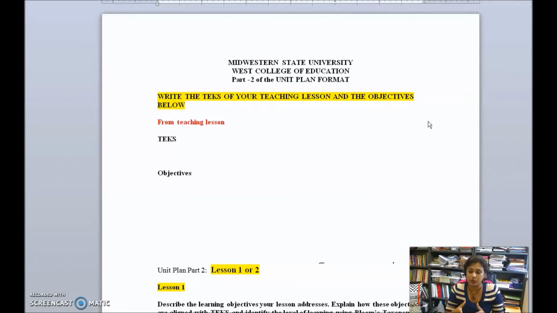For part 2, you are actually going to be planning 2 lessons. One of those lessons can be your teaching lesson, and you can put it in this format. Then you are going to be designing or planning another lesson around it.